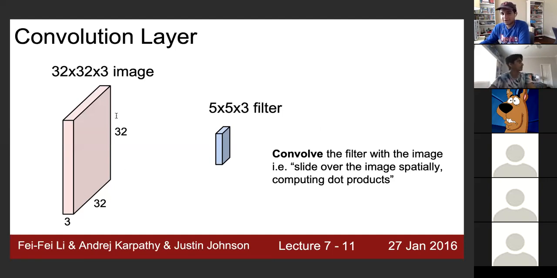So here's a 32 by 32 by 3 image, and we're going to pass a 5 by 5 by 3 filter, or a kernel, and we're going to convolve the filter, or slide it over the image, by computing dot products. Dot products just means to multiply them together and then add them together. It just means multiplication and then addition.